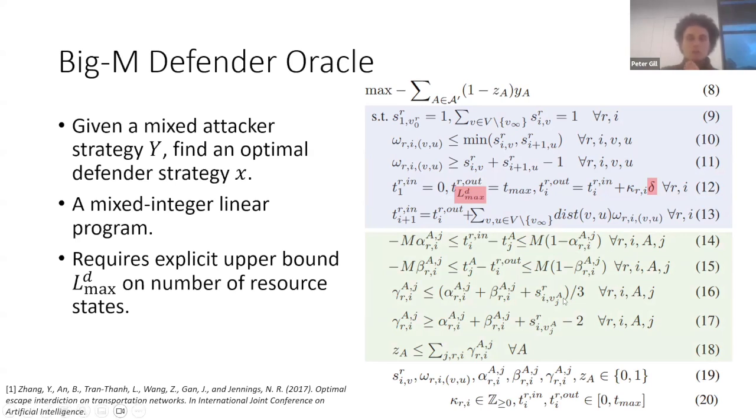And then the green bits just make sure that the objective is computed correctly. So in particular, there's this ZA variable, which is an indicator which is 0 if the attacker strategy is not interdicted, and 1 if it is interdicted by the strategy A there. And also I want to highlight that you do need an explicit upper bound on the number of resource states, so the number of defender states that they use. And that's not very nice to always enter in. And also it's using the delta, the discretisation parameter there.